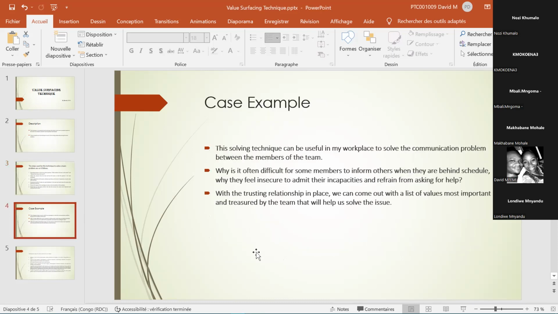I tried to inspire myself from my workspace, because I usually work with different departments: finance, accounting, and the commercial one. It was mostly a communication problem between the different members. In other words, why it's difficult for some to inform others about why they are beyond schedule when something has to be done. There was some insecurity, but it was mostly the communication. So we tried to find out why it is so, since we work together and there's a trusting relationship.